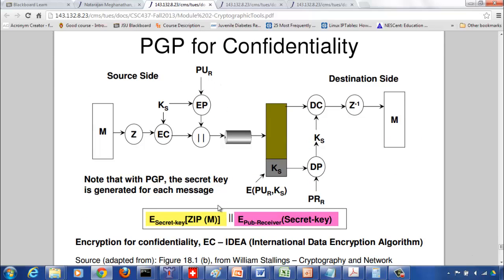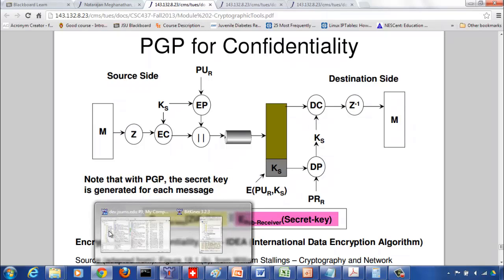But encrypt the message with a randomly generated secret key. The receiver will not know the secret key to start with, so you have to send the secret key along with your message. So encrypt the message with a randomly generated secret key, and then send the secret key along with the message by encrypting the secret key with the public key of the receiver, so that only the receiver can decrypt it with its private key. The receiver gets it, first decrypts this portion, extracts the secret key using the private key of the receiver, and then uses that secret key to decrypt this portion and extract the message.